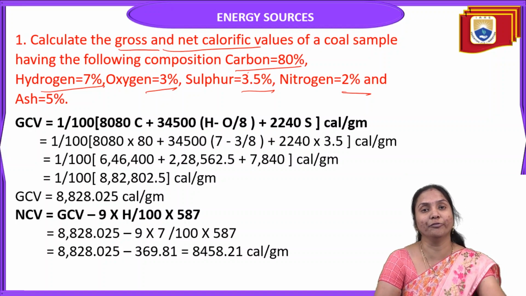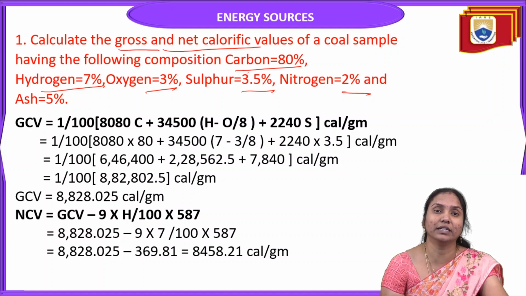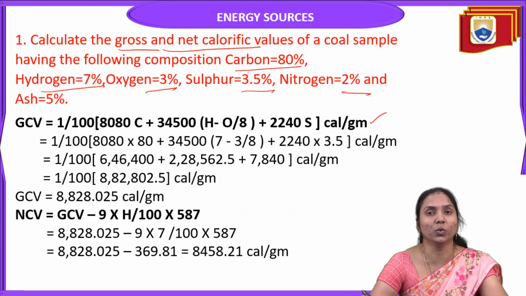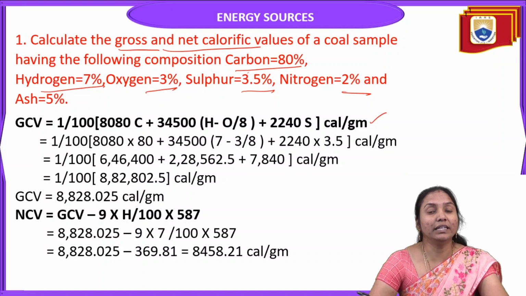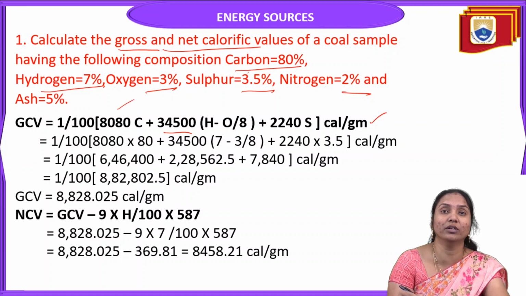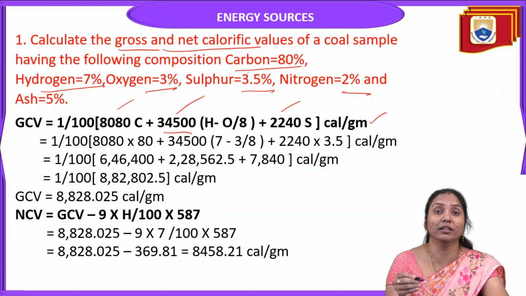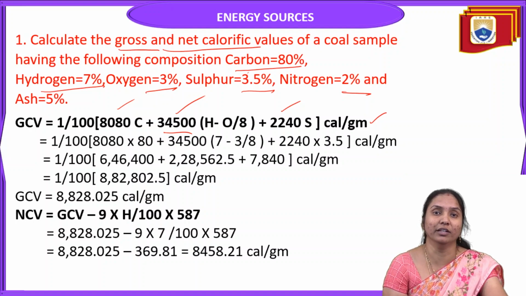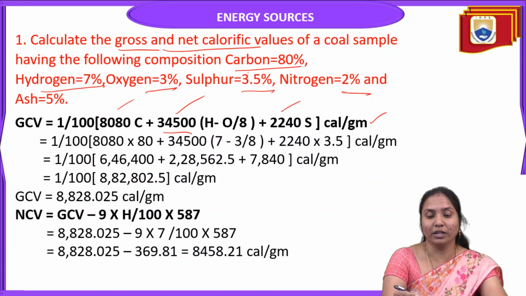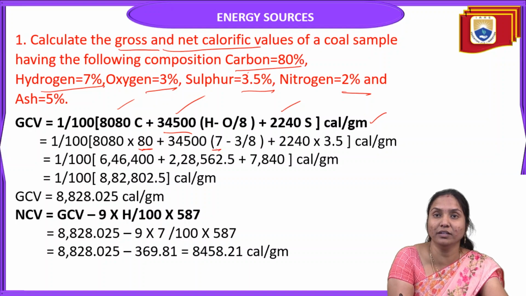How can we calculate the gross calorific value and net calorific value? The formula is GCV equals 1 by 100 into 8080 C plus 34,500 (H minus O by 8) plus 2,240 S. These are the assumed calorific values of carbon, hydrogen and sulfur. Here the elements indicate the percentage present in the fuel. In this problem, carbon is 80, hydrogen 7, oxygen 3 and sulfur 3.5.